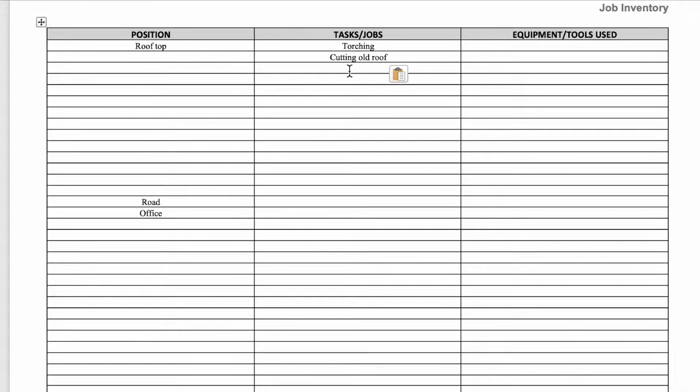Mopping old tar would be something that you do in your rooftop work. Loading the roof is another job, duty, or task that you are completing. Gluing materials, snow removal, etc. So you are going to be very specific in all of the jobs that you are doing.